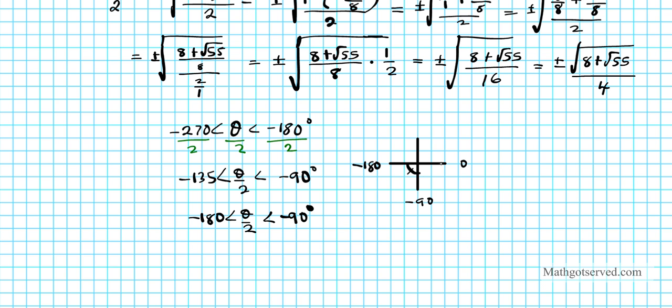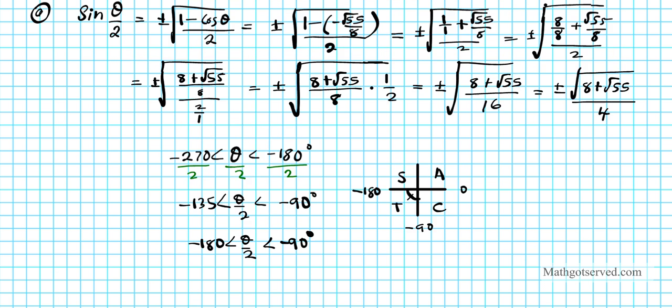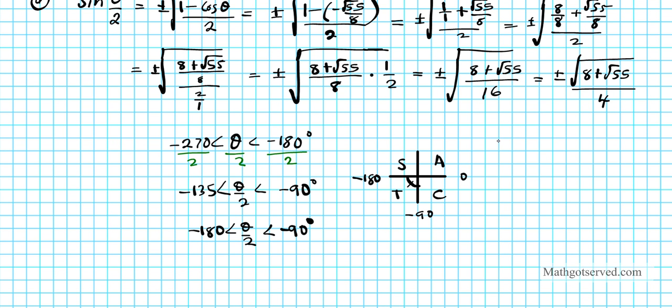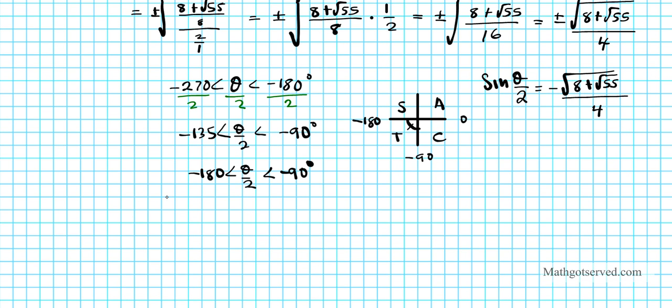Okay? So we know that all students take calculus. And in quadrant 3, only tan and cotangent are positive. So that means that sine of theta over 2 is going to be negative in this quadrant. Okay? So sine theta over 2 equals negative root 8 plus root 55 divided by 4. All right? Okay, now let's take a look at the B part of the question, which is cosine theta over 2.